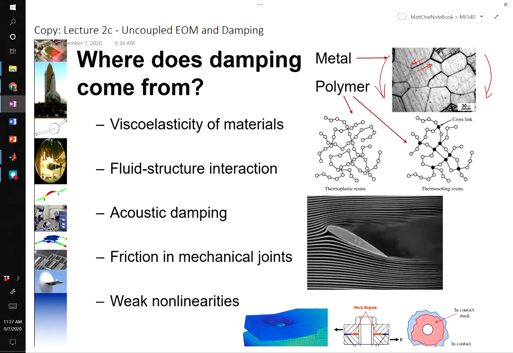This is a lot worse in polymers because they have these cross-linked chains, very long molecules. And so you can kind of imagine that if you put a deformation on a polymer, you can get a lot of these chains slipping past each other. And that can lead to a lot more energy dissipation. So typically you'll get a lot more damping out of a polymer than a metal.